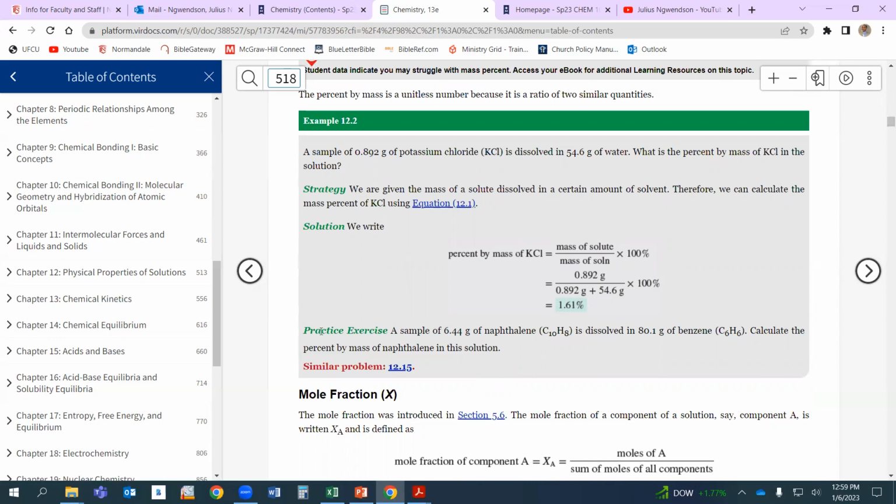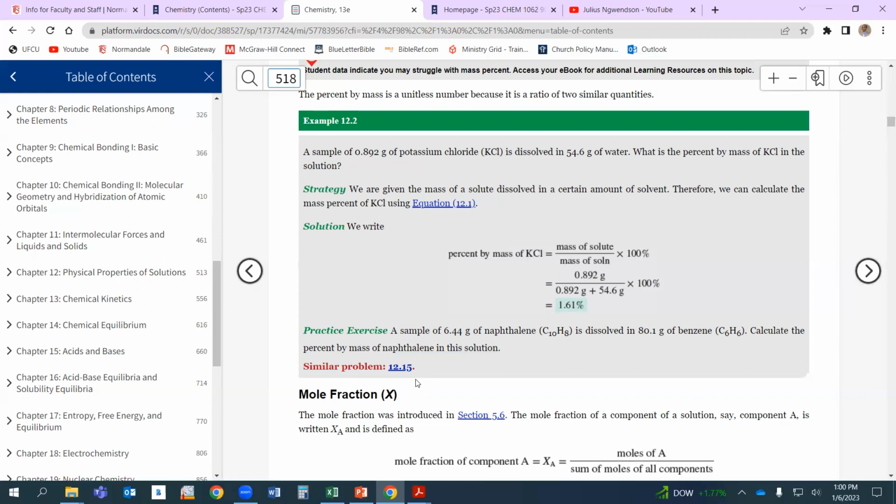Solve it and be able to get to the answer that is at the end of this chapter for practice exercise 12.2. You get that? Then you go to similar problem 12.15. This similar problem is close to this example 12.2 and also this practice exercise. Solve it. The answer to this similar problem is at the end of the textbook.